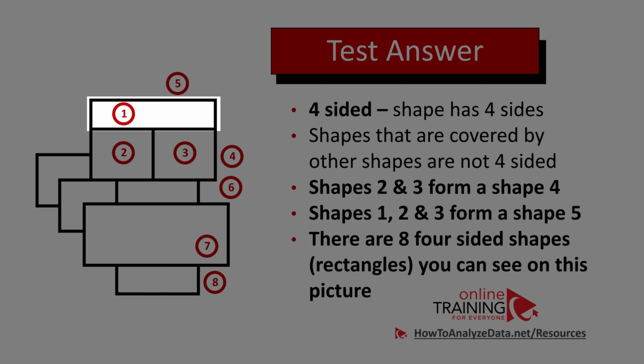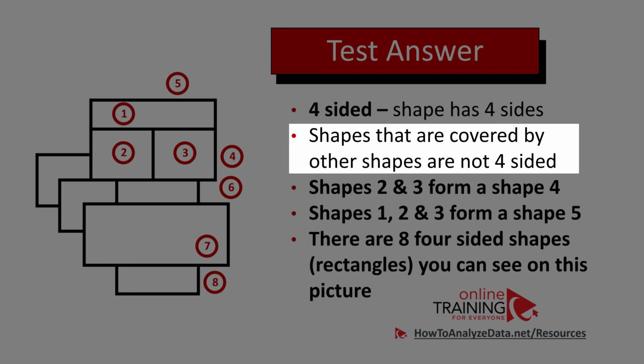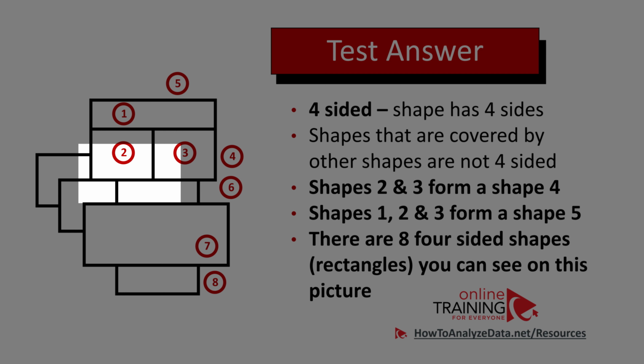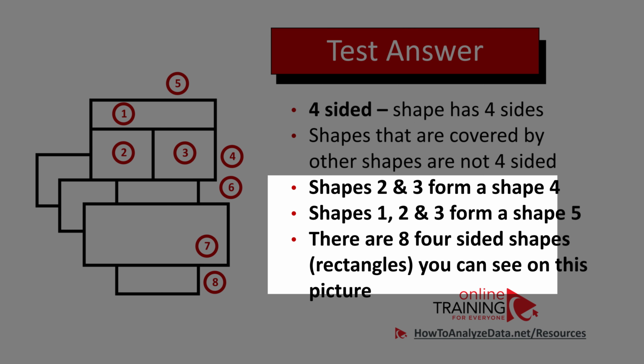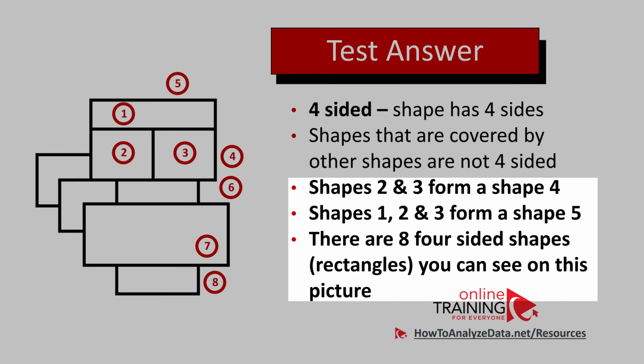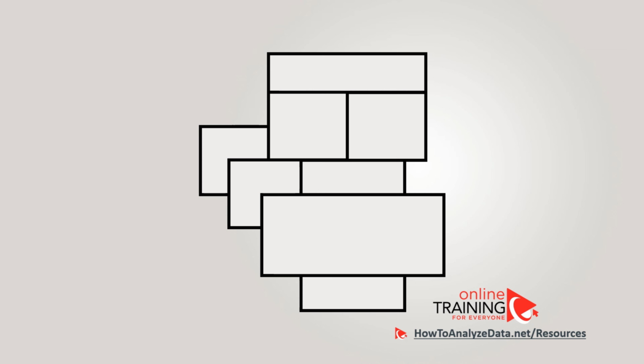and this shape here matches the criteria. Shapes that are covered by other shapes are not four-sided. For example, we have something that mimics a square here, but because it's covered by another square, it is not four-sided. Actually, it has 5 sides. The key to answering this question is to make sure that you didn't miss any shapes. In fact, it's so easy to miss because some shapes are inside of the other. Let me show you all 8 shapes here on this picture.